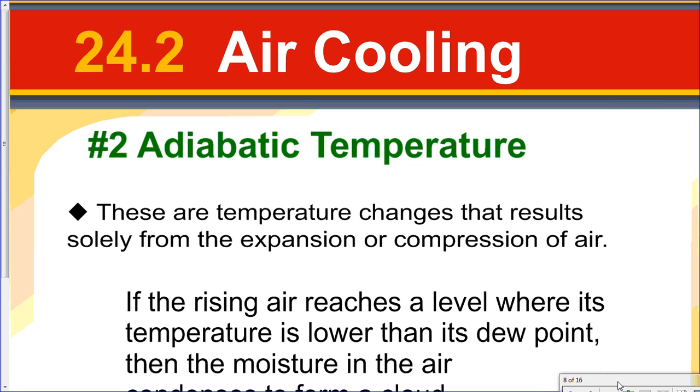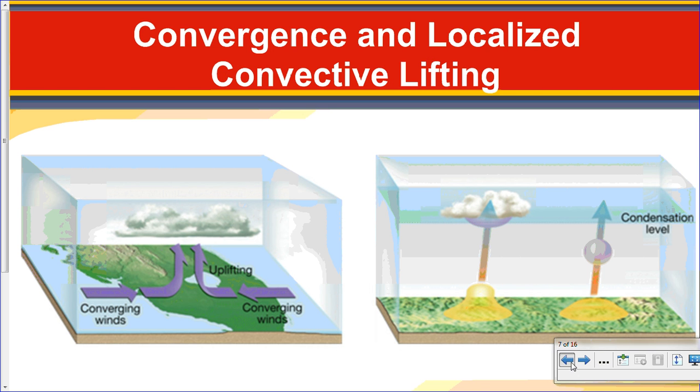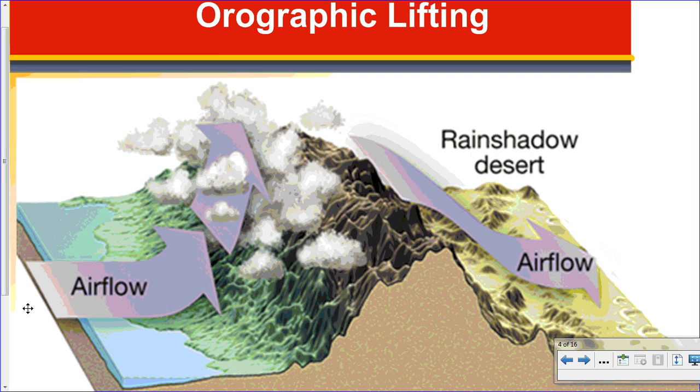All right, so we had convective lifting. That was our first one, our first way the air is cooled. Our second way the air is cooled is through what's called an adiabatic temperature change. And this is happening just because there's expansion or compression of the air. So I'm going to go back to the rain shadow effect really quick, because this is another example of an adiabatic temperature change. So here, on this side, we have orographic lifting.